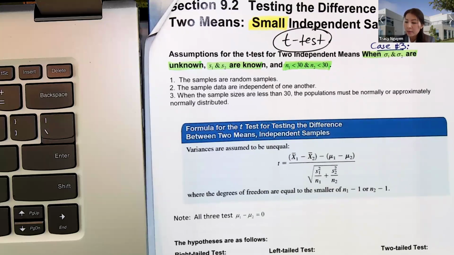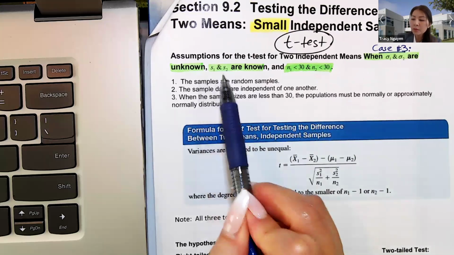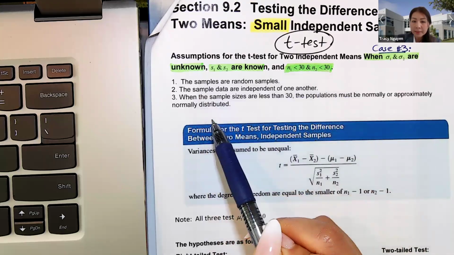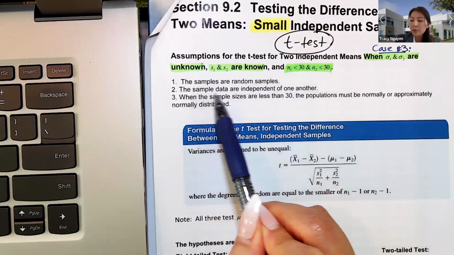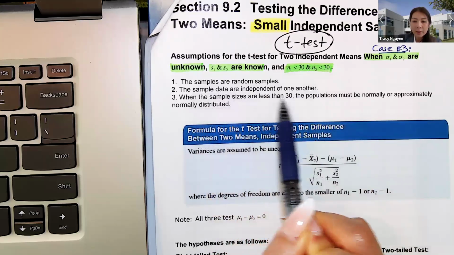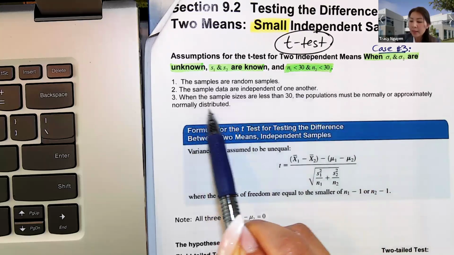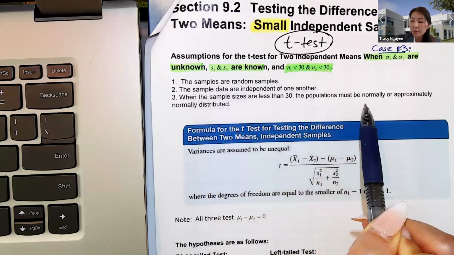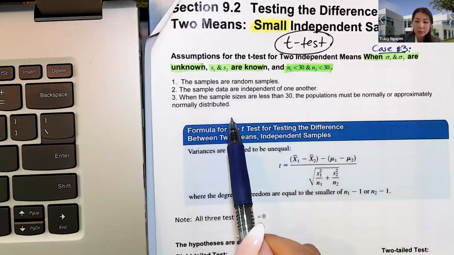Then the assumptions for the t-test for two independent means are very basic. The samples are random samples. The sample data are independent of one another. And when the sample sizes are less than 30, the populations must be normally or approximately normally distributed.